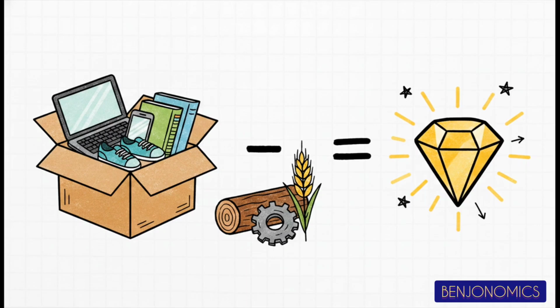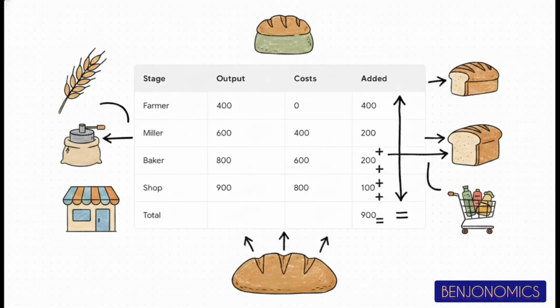You take what the business sold the product for, and you subtract exactly what they paid for the raw materials to make it. Whatever's left over, that is the true, pure value that specific business added to the economy. Let's apply this golden rule right back to our bread analogy and watch what happens. The farmer outputs 400 minus 0 intermediate costs, right? So their value added is just 400.